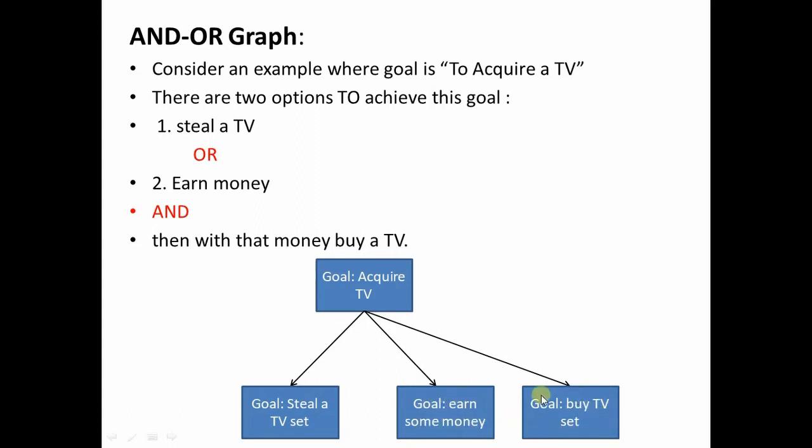So buying TV is dependent on earning some money, and earning money is also dependent on buying a TV set. Unless you have some aim of buying something, you will not be saving that much amount. So you see, this main goal can be achieved only if this sub goal and this sub goal are achieved together. When both of these are achieved, only then you can say that this particular goal is achieved. So whenever there is such dependency, we represent it using an arc like this, connecting both the sub goals, and that arc is called an AND arc.